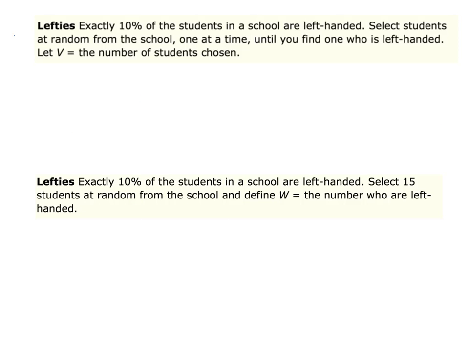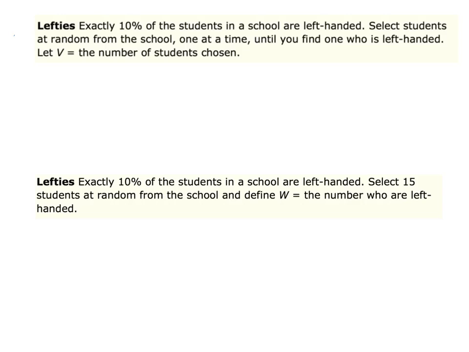Okay, let's take a look at these 2 situations. In both, we're choosing students in the school randomly to determine whether or not they are left-handed. And in each situation, we have exactly 10% of the students in the school being left-handed. So we want to determine whether or not these situations would represent binomial random settings. So we have those 4 conditions.